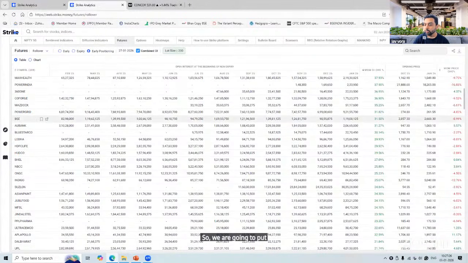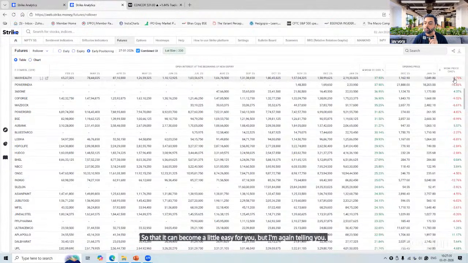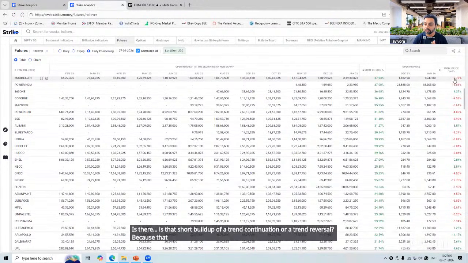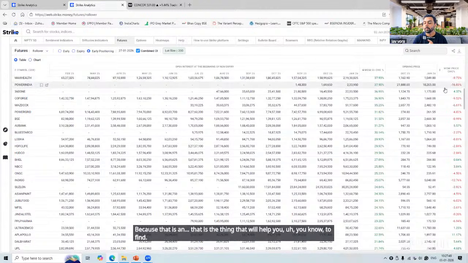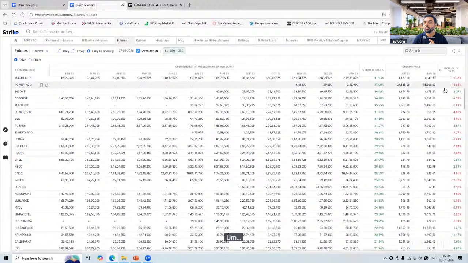In a new implementation, we are going to put that so that it can become a little easier for you. But I'm again telling you, you need to understand whether that short build up is a trend continuation or a trend reversal, because that is the thing that will help you to find a good stock where the move is happening.